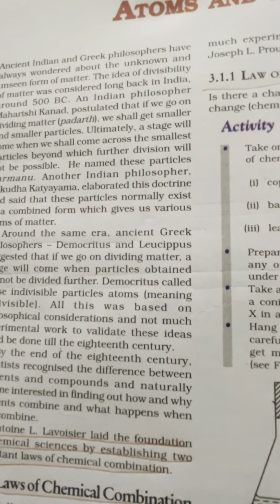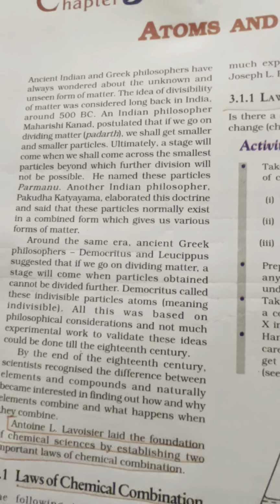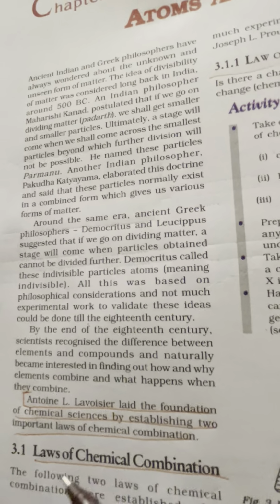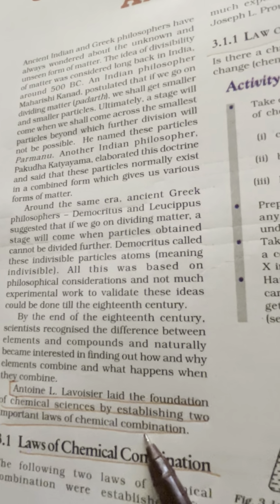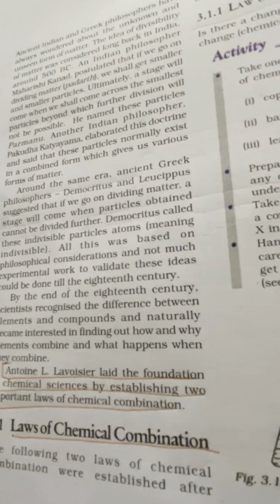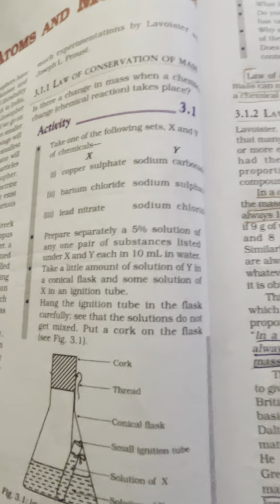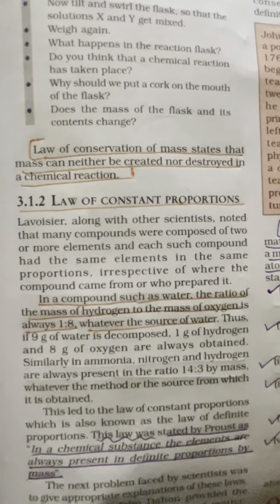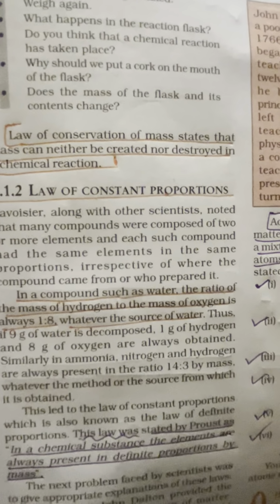Ancient Indian and Greek philosophers have always wondered about the unknown and unseen form of matter. Lavoisier laid the foundation of chemical sciences by establishing two important laws of chemical combination: the law of conservation of mass, which states that mass can neither be created nor destroyed in a chemical reaction.